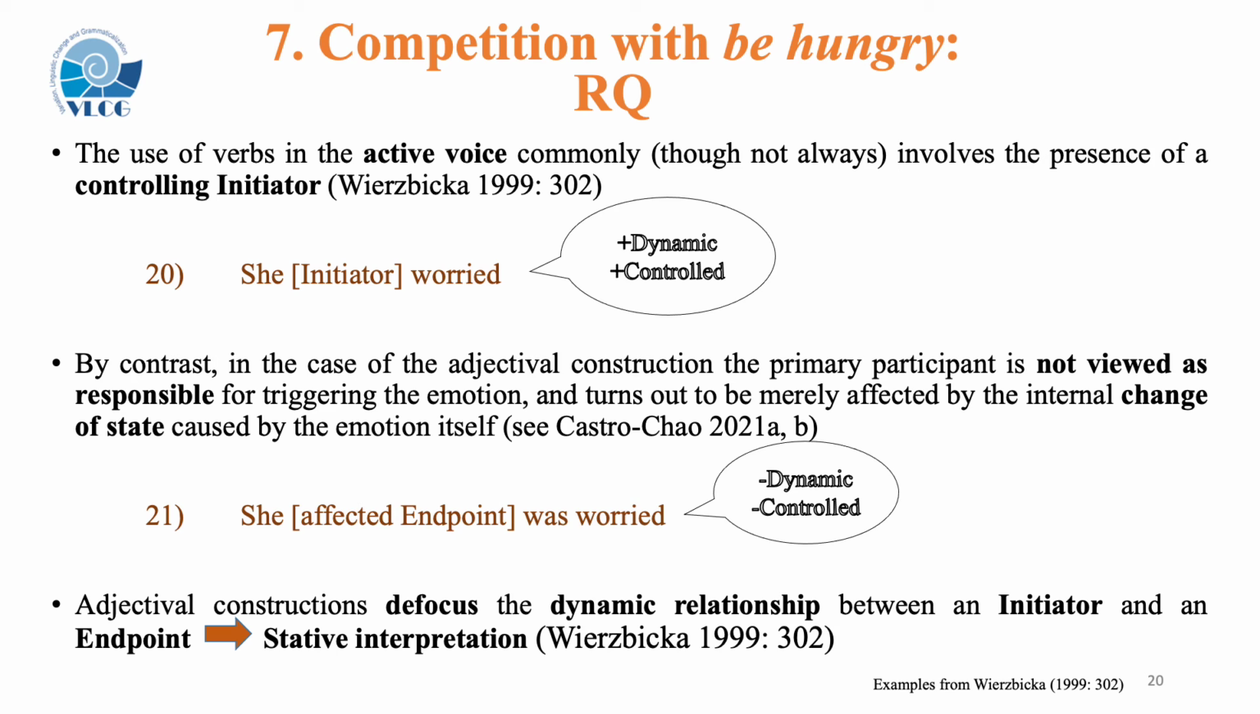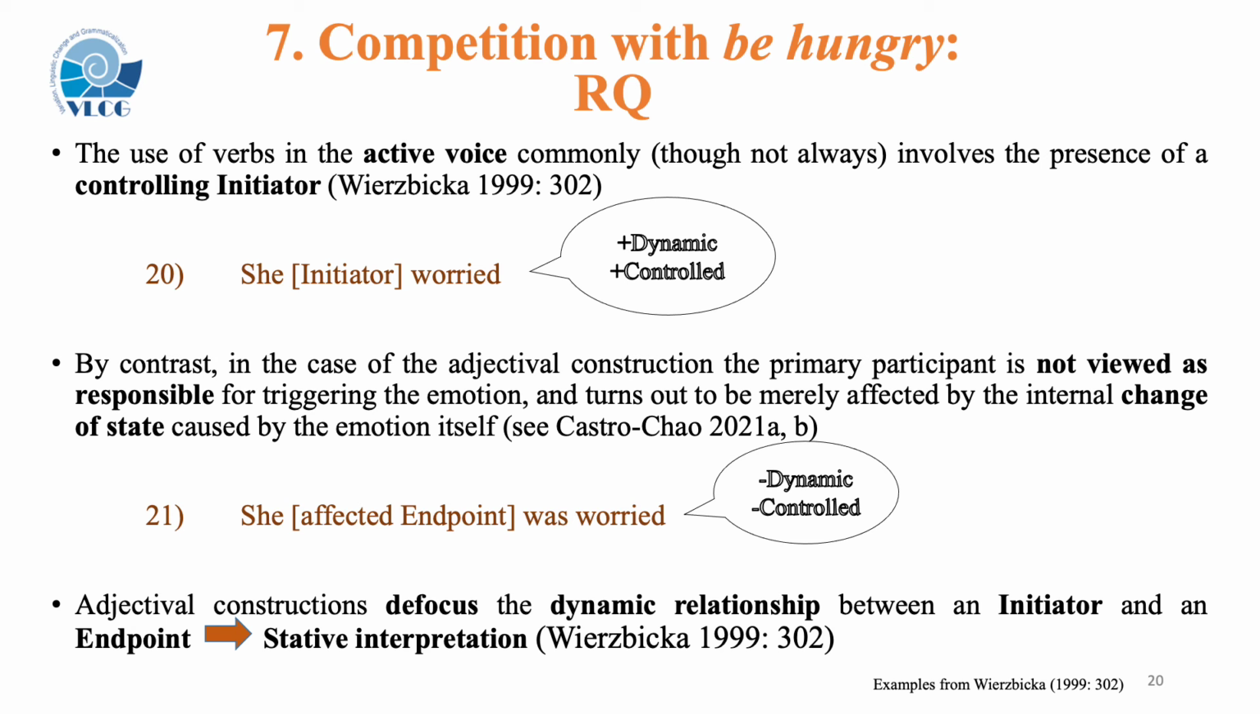In 20, for instance, she worried. She is viewed as responsible for directing her attention towards an unexpressed object of worry, and therefore the construction involves a dynamic and controlled state of affairs.